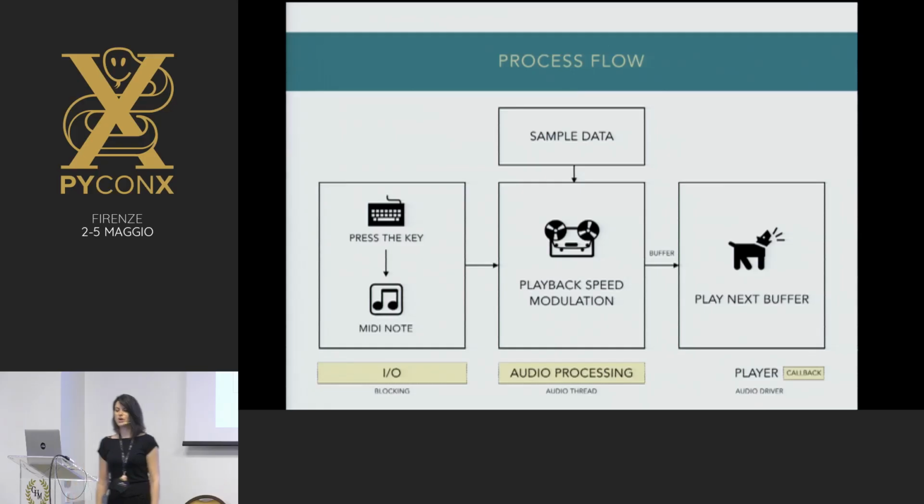Okay, now we can actually draw a complete process flow with all of the information we've gathered. In these yellowish frames, I depicted what runs in its own thread. So we have 3 threads here. There is a main blocking thread responsible for handling the blocking I/O operations. There's an audio thread responsible for applying all the modifications to the sound.